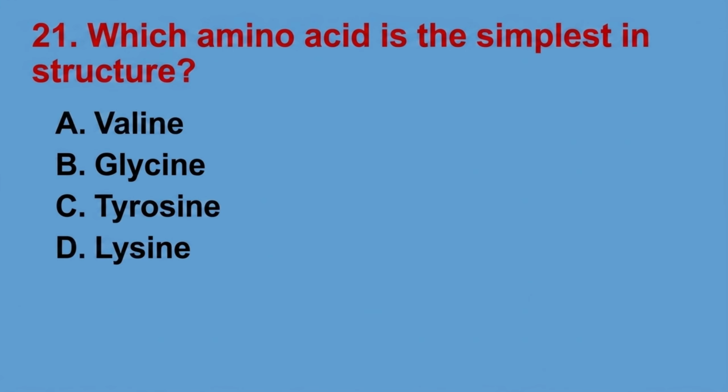Which amino acid is the simplest in structure? A. Valine. B. Glycine. C. Tyrosine. D. Lysine. You have 5 seconds.